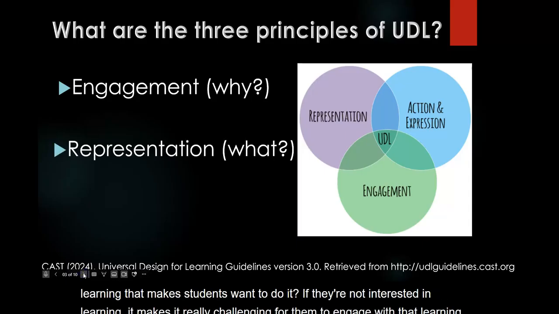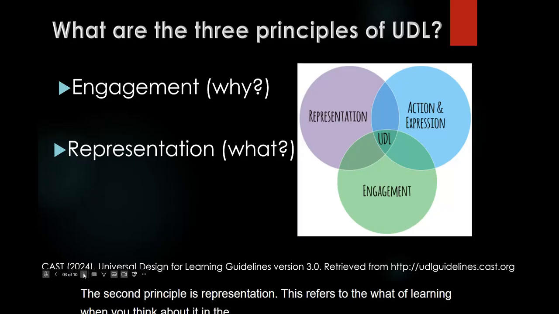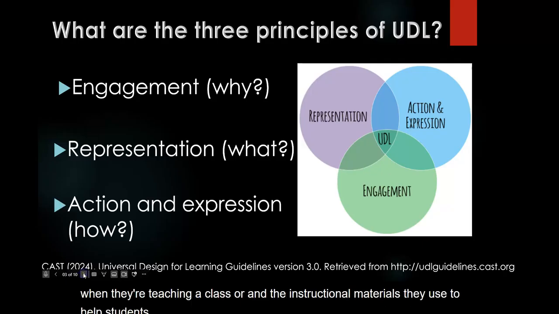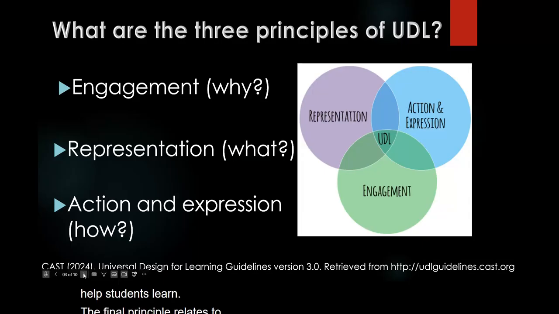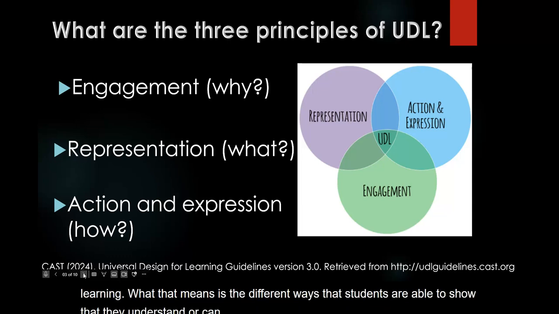The second principle is representation. This refers to the what of learning. When you think about it in the context of teaching, it's what the teacher does when they're teaching a class, and the instructional materials they use to help students learn. The final principle relates to action and expression. This is the how of learning. What that means is the different ways that students are able to show that they understand or can perform skills that they learned.